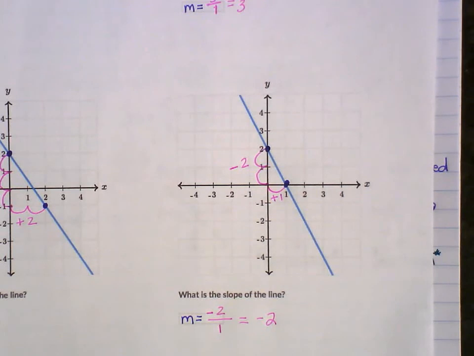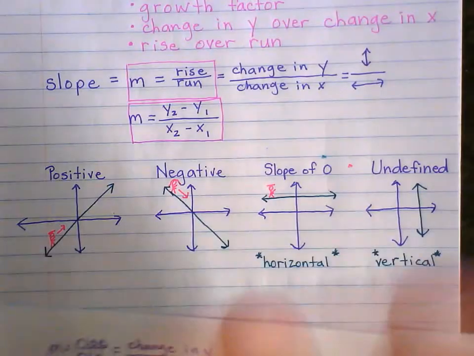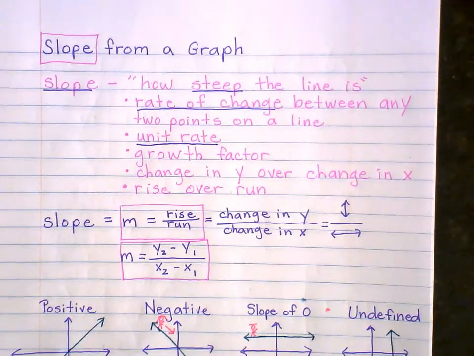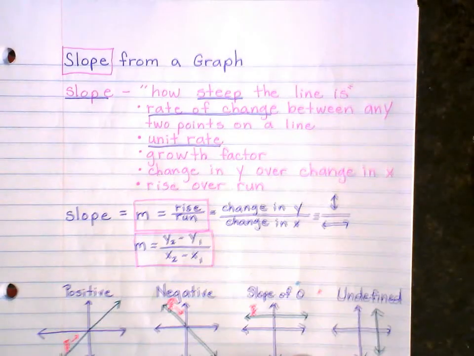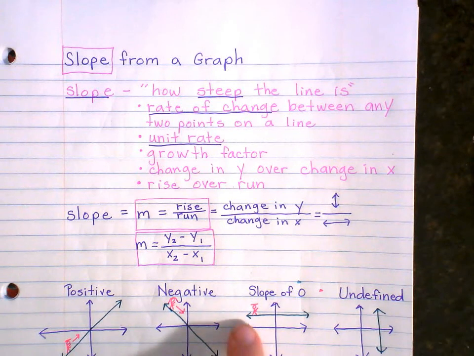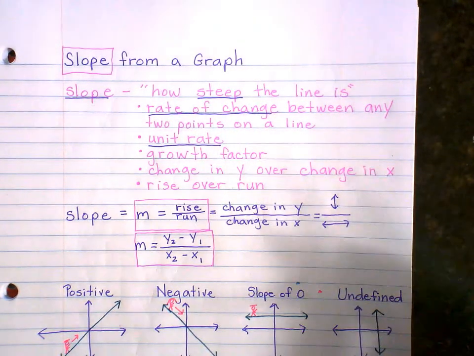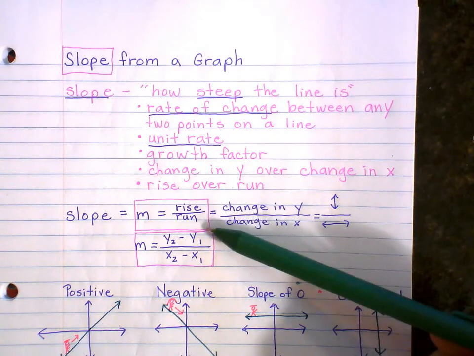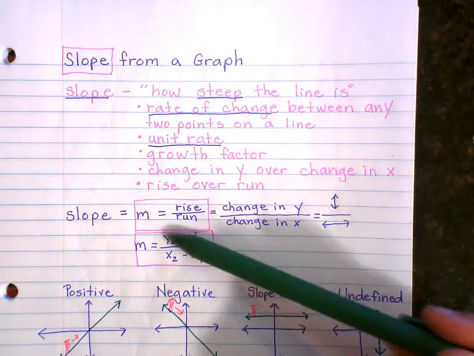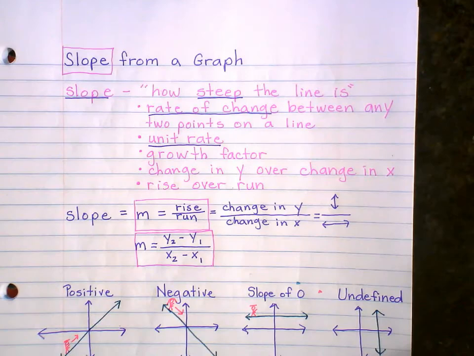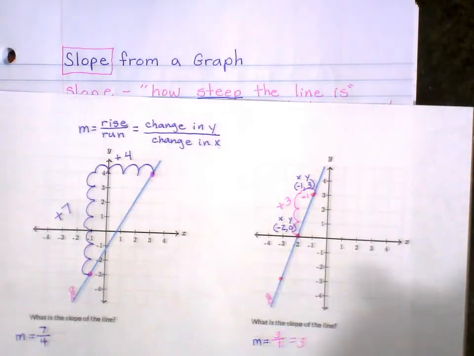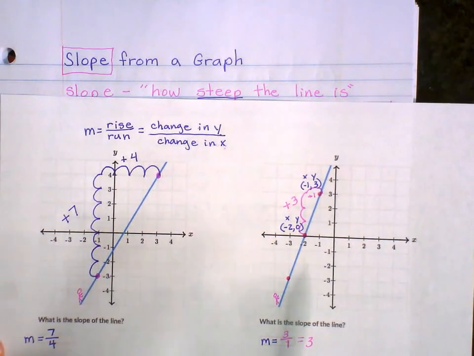Okay, so this video was a lot. You learned or refreshed about what slope was, about the different types of slope: positive, negative, 0 when there's no steepness, undefined for a vertical line. All right, slope is rise over run, how much the y changes over how much the x changes. And then we learned how to find the slope from a graph.